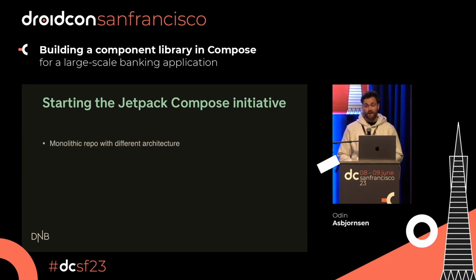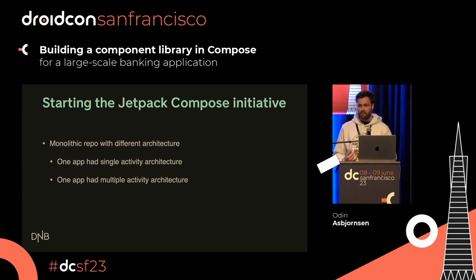And we also had a lot of different technical debts. We had a monolithic repository, but in the monolithic repository they also have different architecture types. So we had one application which had single activity architecture, and then we had another application with multiple activity architecture. So you can imagine when you have shared feature modules between those, that for instance navigation was pretty hard to figure out. And then we had one app which was not part of the monolithic repository at all. But they all used one design system.